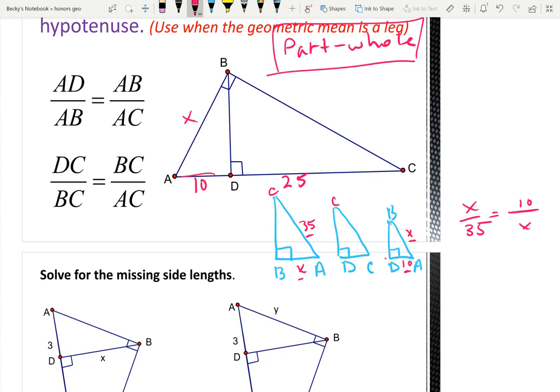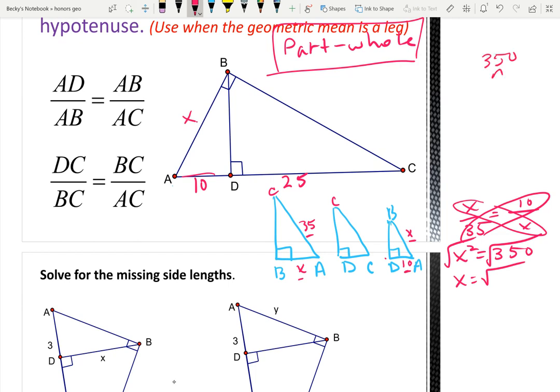Now, I realize the X's are probably not in the means, they're in the extremes, but the outcome is the same. X times X is X squared equals 350. And then square root it. So X is the square root, and now we have to do some work.